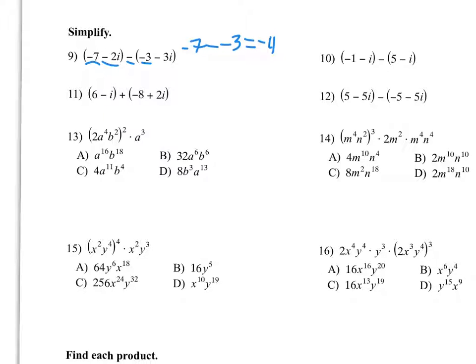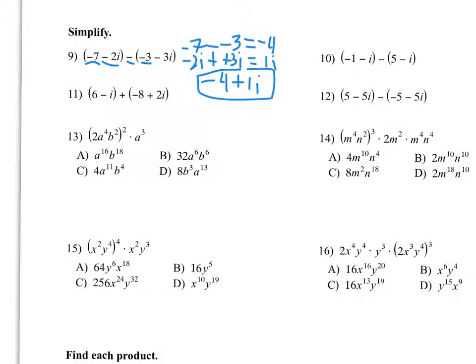Then we've got negative 2i minus negative 3i, so that's plus plus, which is going to be 1i. So negative 4 plus 1i, and we're done. That one will be multiple choice on your exam. Something in these went wrong, so I couldn't get these to be multiple choice in this file.